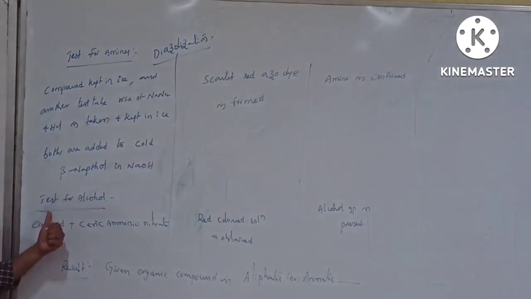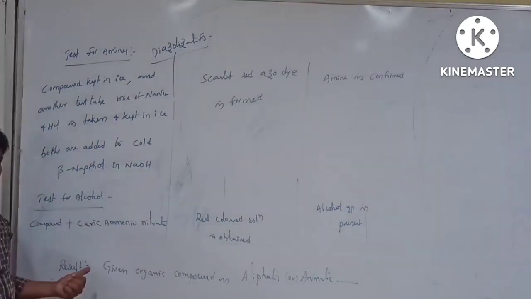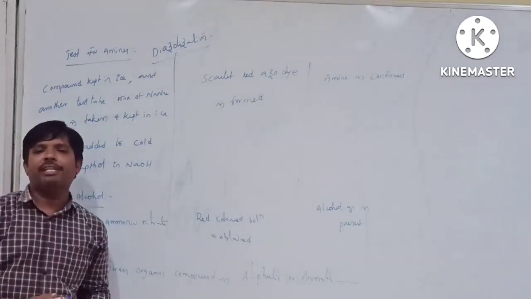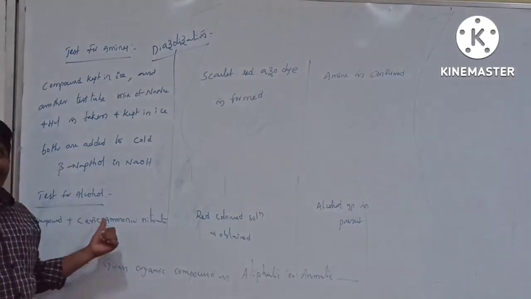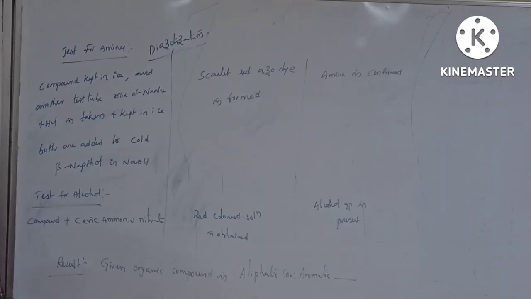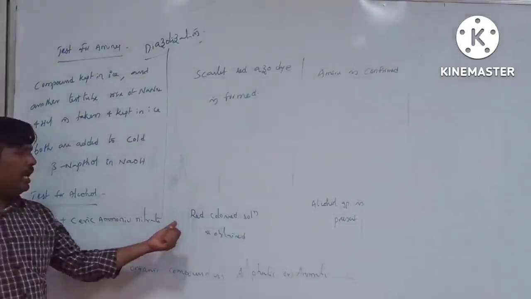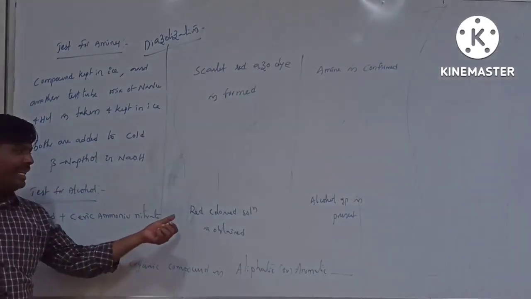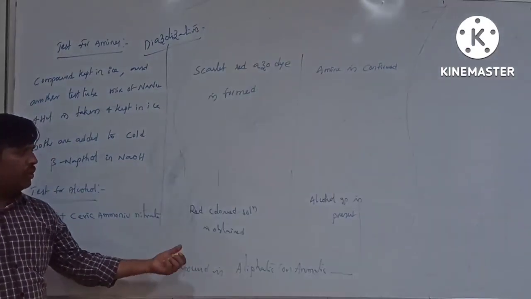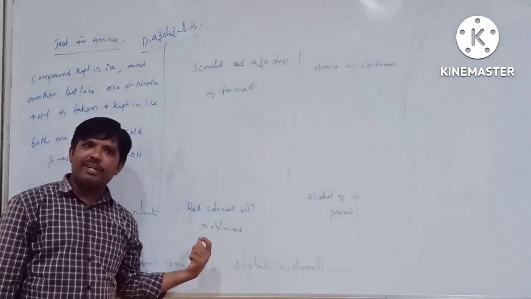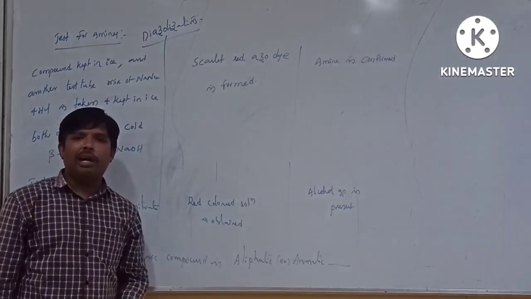Then finally we go for the test for alcohols. For that, the compound is taken in a test tube and we have to add ceric ammonium nitrate. Therefore we will get a red color solution. The formation of red color solution itself indicates the alcohol group is present.